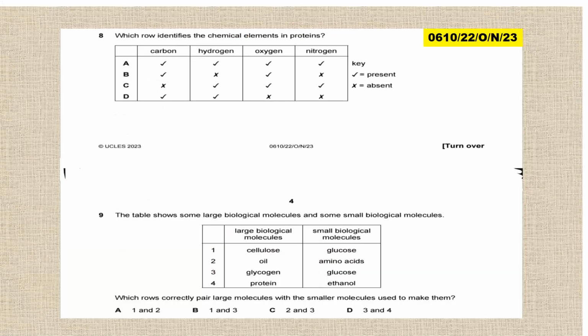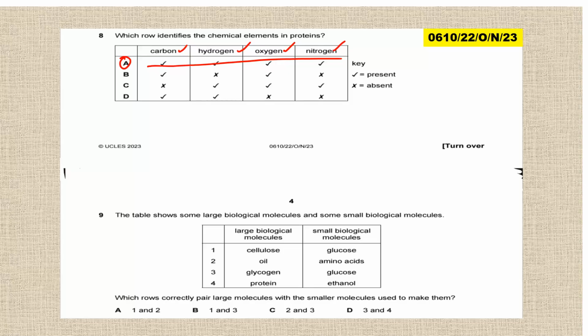Paper 2, variant 2, October/November 2023. The first question was, which row identifies the chemical elements in protein? So here we are talking of protein. Protein contains carbon, hydrogen, oxygen, and nitrogen. So throughout should be ticked, and that is A.